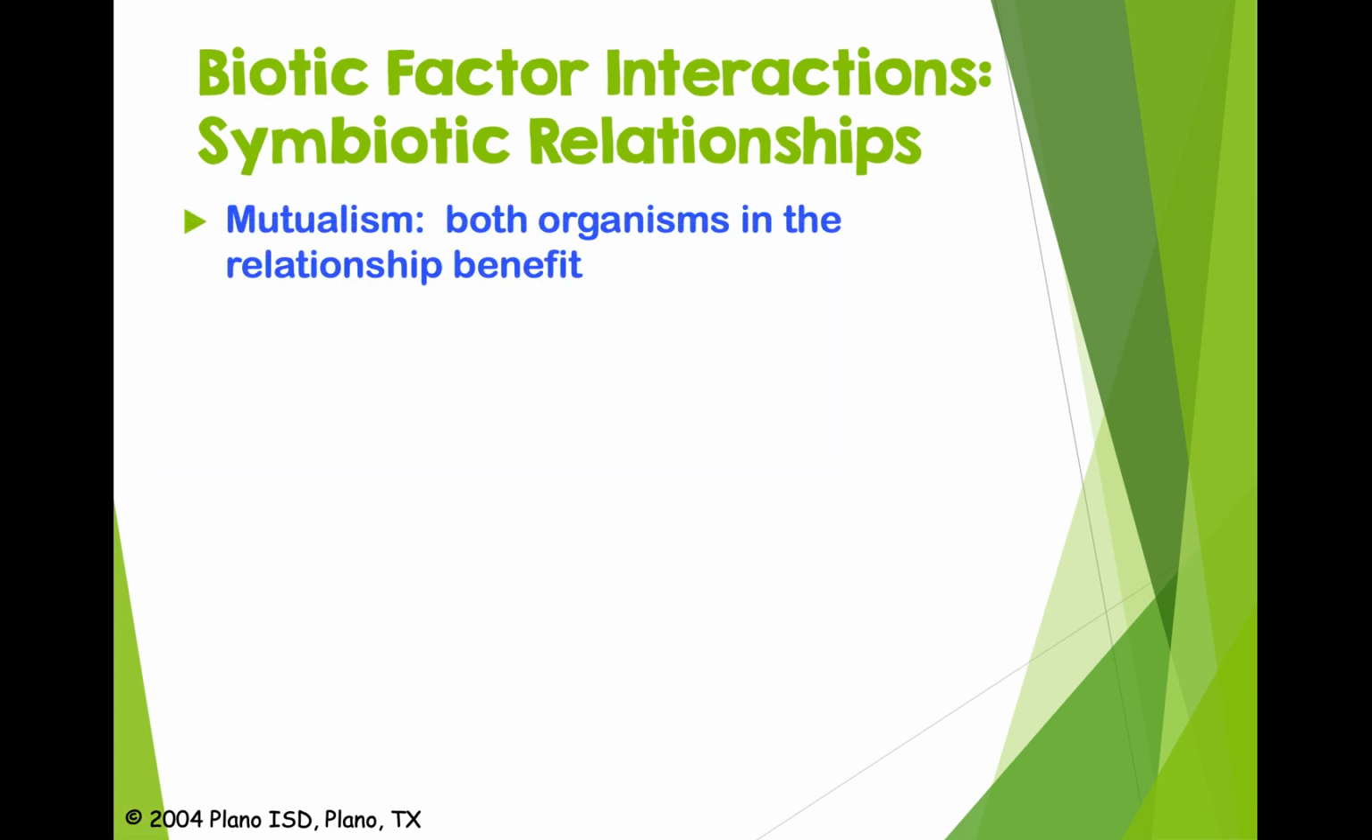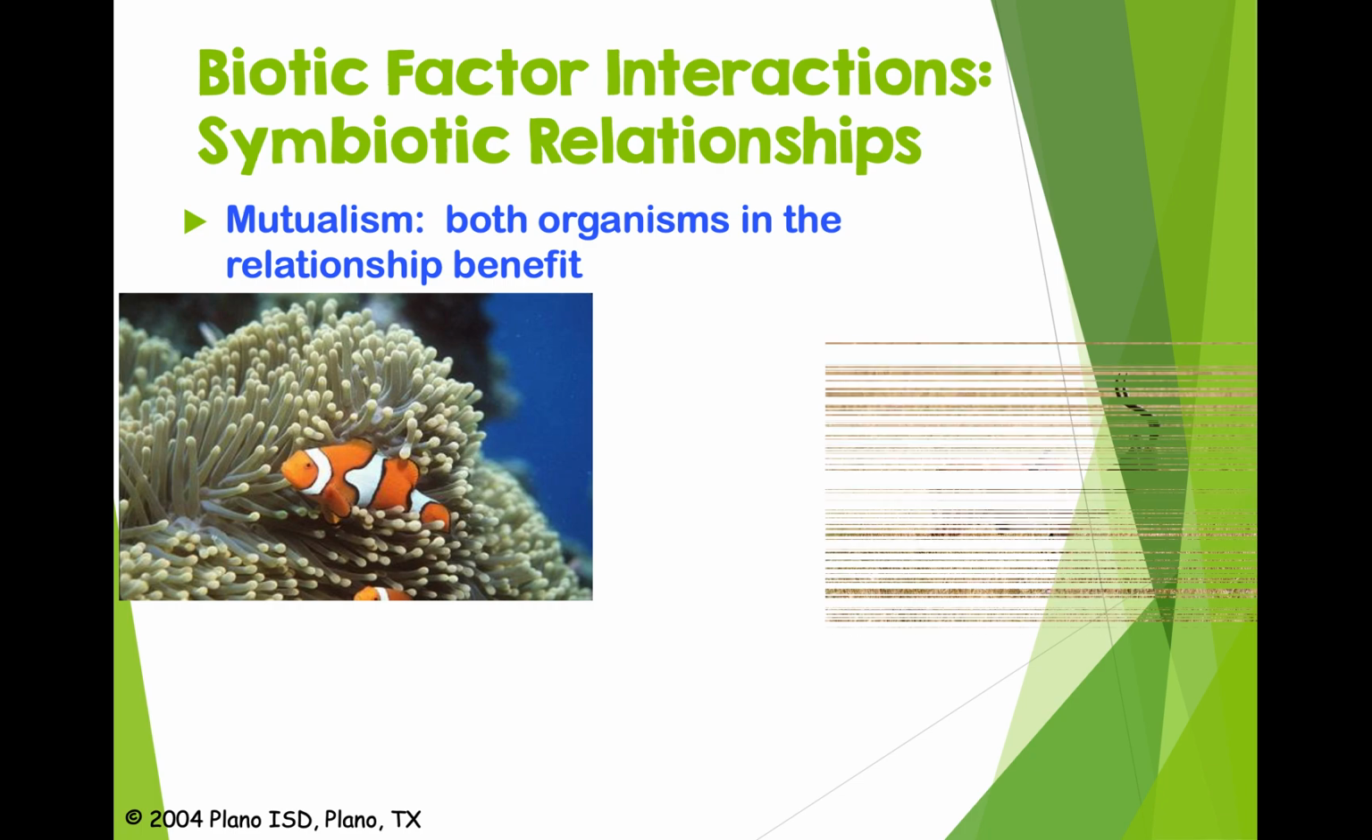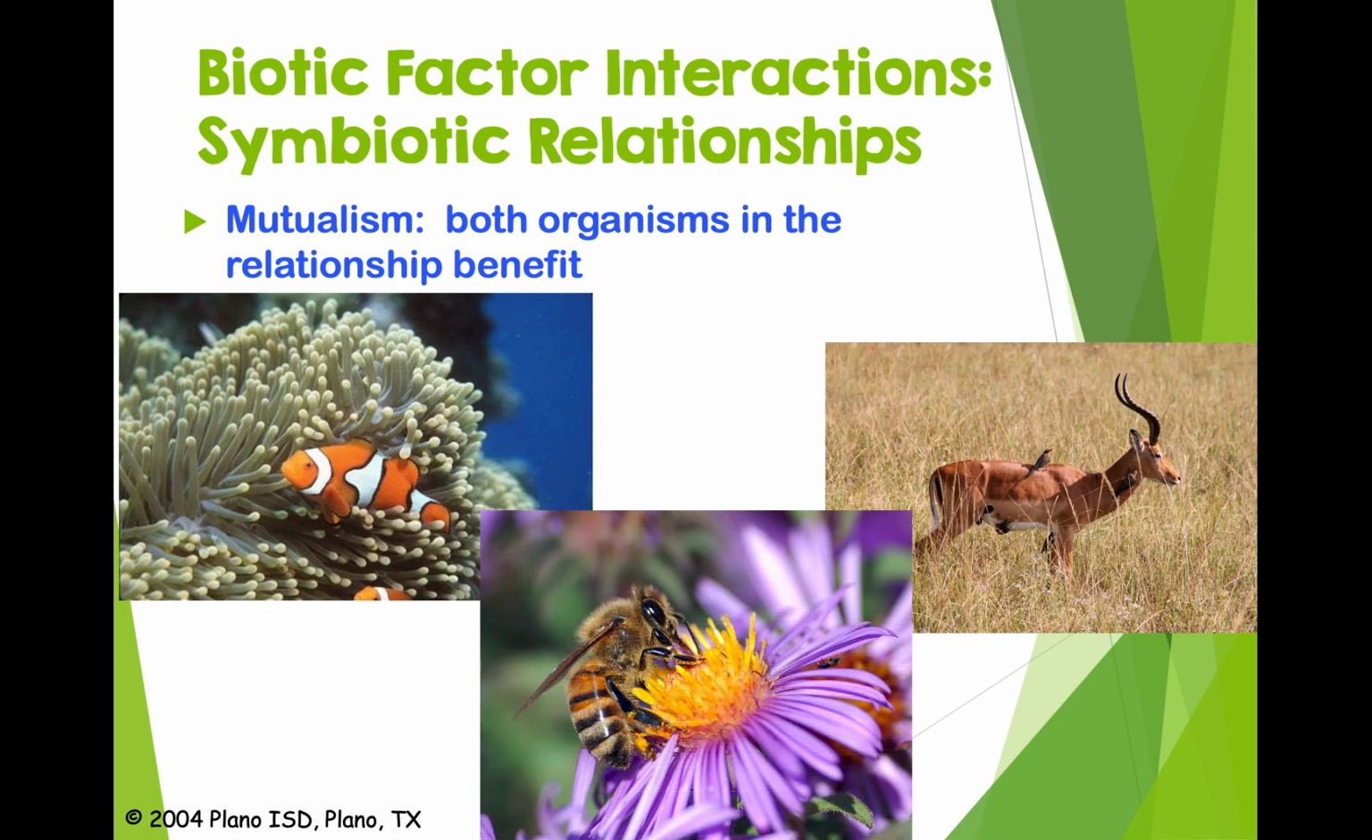We have mutualism, where both organisms are going to benefit in these environments. Okay, so again, we have the bee and the flower. The bee gets its nutrition from the flower, and the flower gets pollinated in the process. Okay, so little things like that. We have the clownfish, which is safe from the sea anemone, and the sea anemone is there for its benefit as well.